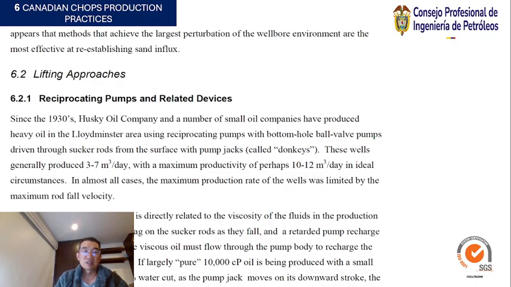These wells generally produced 3 to 7 barrels per day, with a maximum productivity of perhaps 10 to 12 barrels per day. In ideal circumstances, in almost all cases, the maximum production rate of the wells was limited by the maximum rod velocity. The problem of rod.